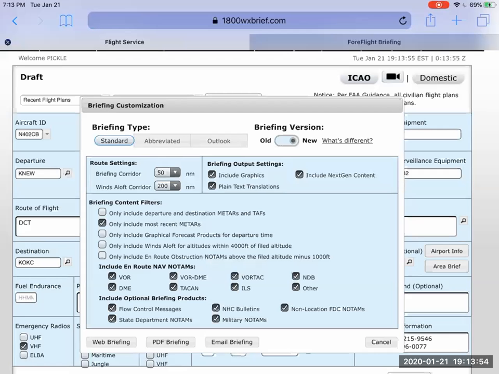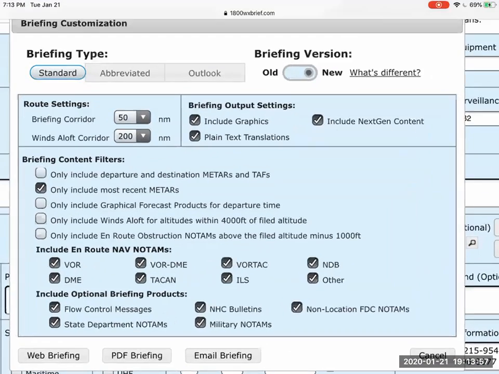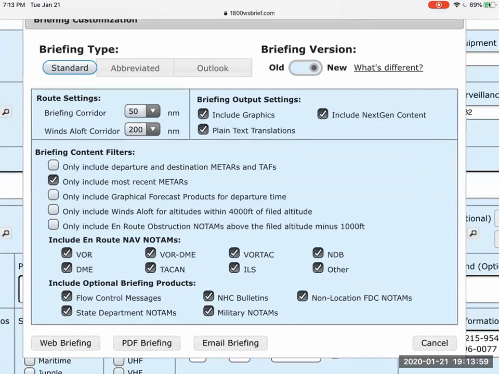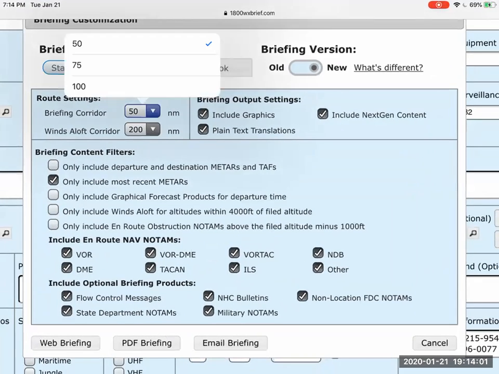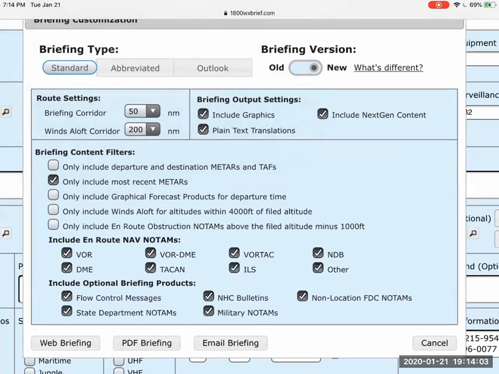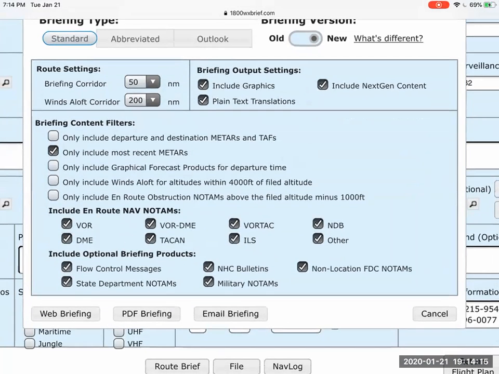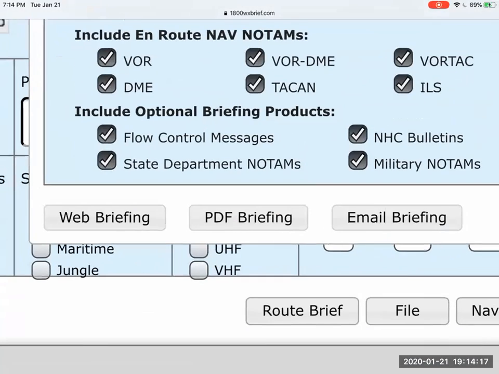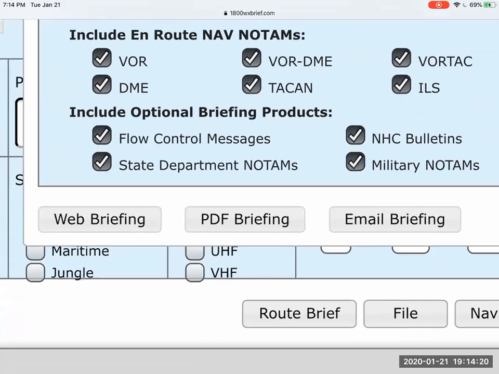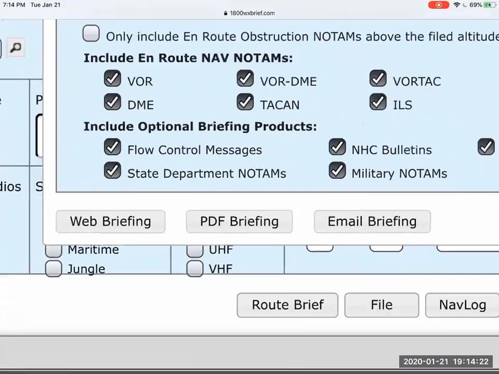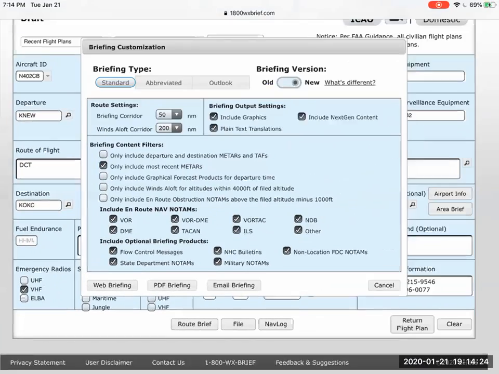Okay, with the new changes, they give you a whole lot of extra options. We can choose how wide the corridor is going to be along our route, as well as the winds aloft. Do we want to include graphics? Yeah, we certainly do. All the next gen content, so on and so forth. Briefing content filters, we're going to leave pretty standard as it is, and then we'll have the option of either having the briefing emailed to us, we can set it to a PDF to save it, or just a standard web briefing. We'll do the web briefing.